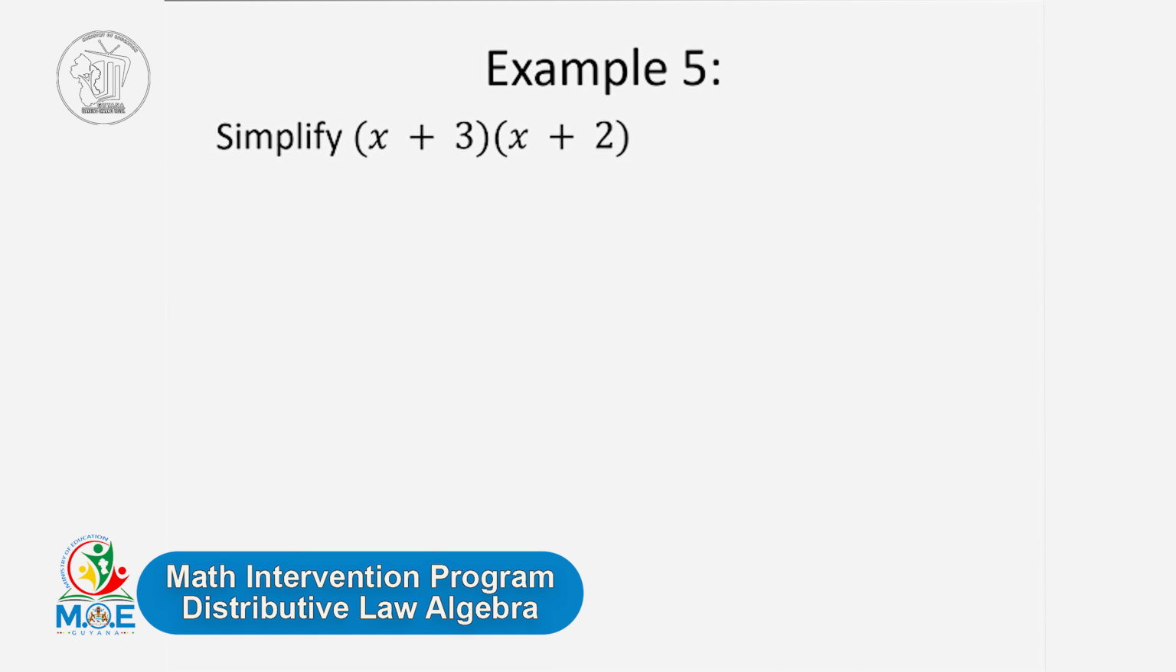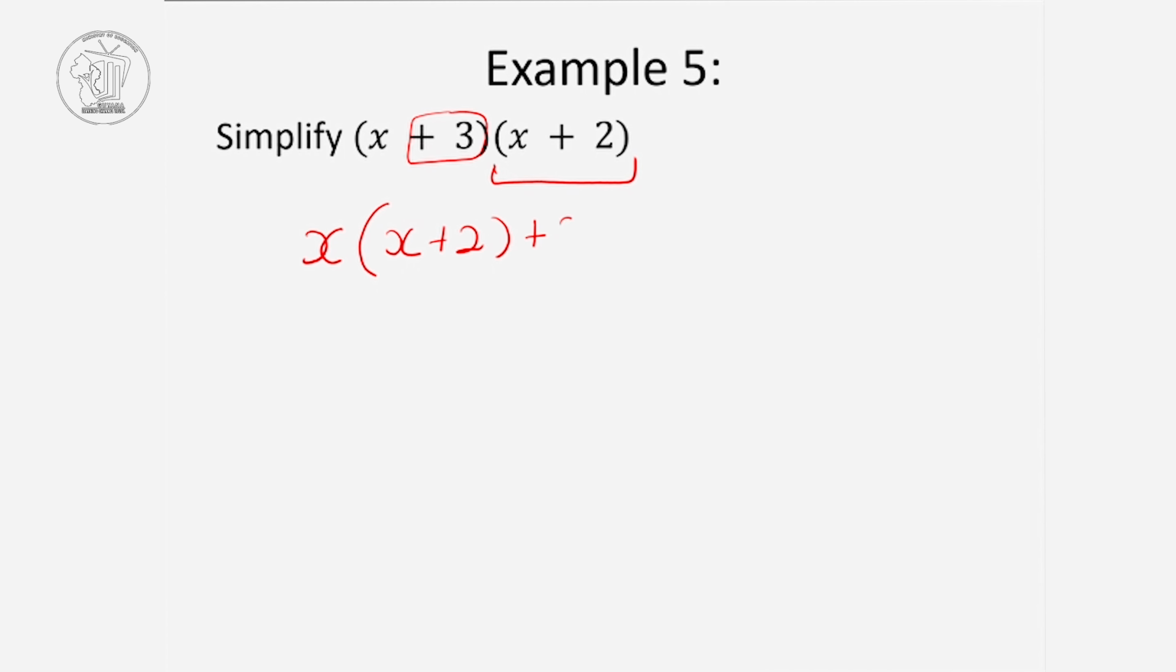So what we do, we take the first term in this bracket and multiply by everything here. So this will be x, and we set it up just like how we know to set it up: x multiplied by x plus 2. And now we take the second term, which is plus 3, and multiply it by everything in this bracket. This will be plus 3 multiplied by x plus 2. And then we distribute and multiply.